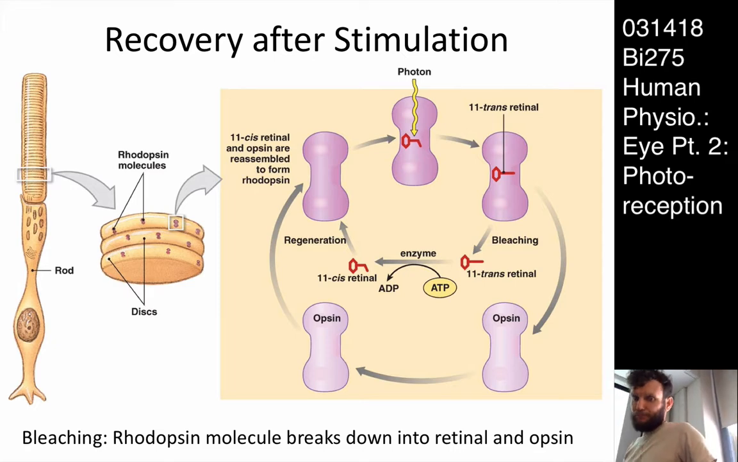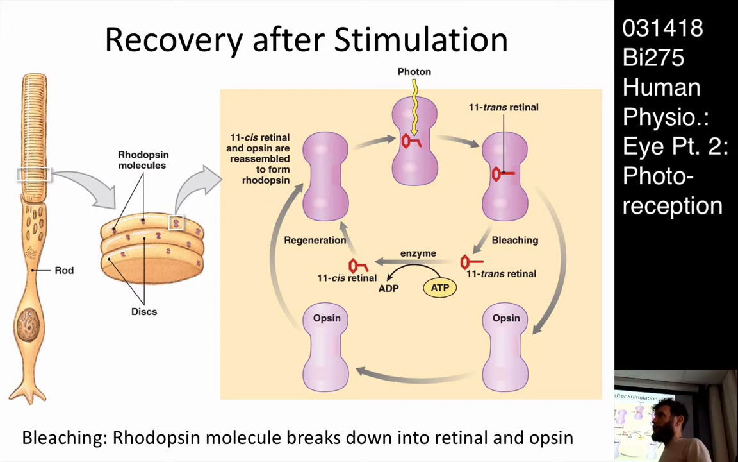So how does that work? Well, you can see here that there's photoreception that happens. Retinal absorbs light, goes to 11-trans retinal. The next thing that happens is called bleaching, photobleaching, where the chromophore, and this is why they call it bleaching, because the chromophore is the thing that absorbs light and gives something the observable color, actually dissociates away from opsin.